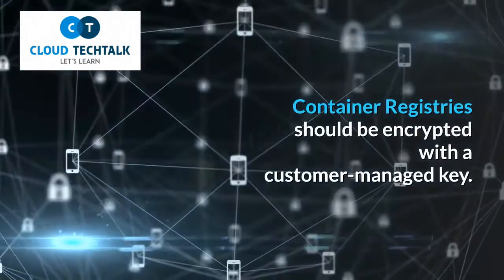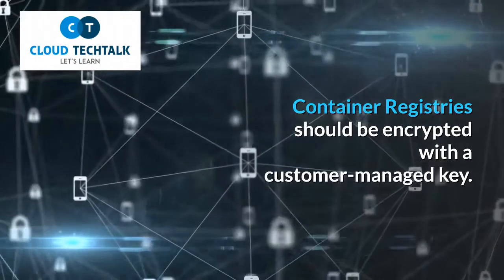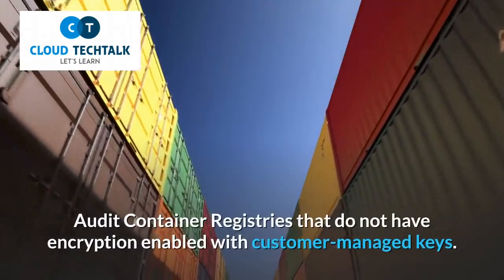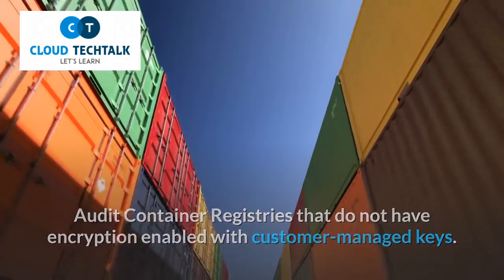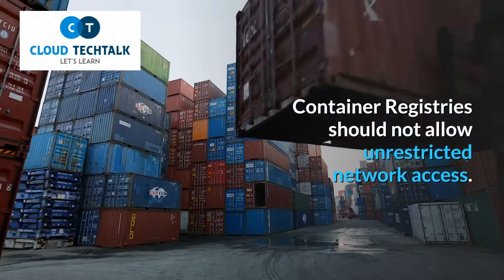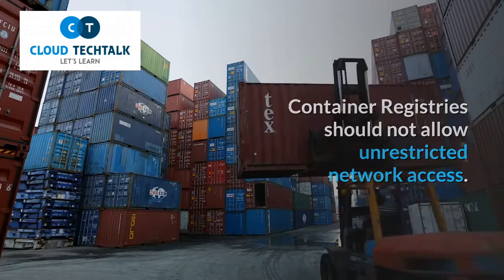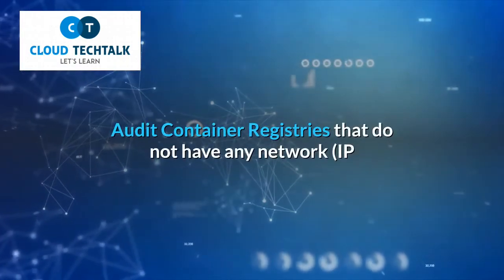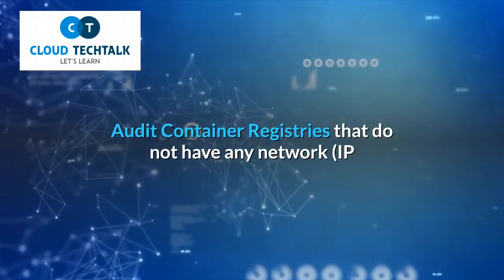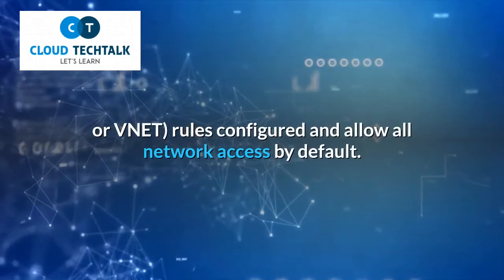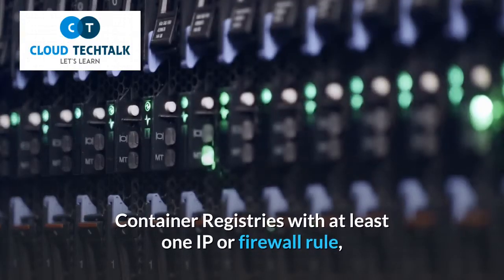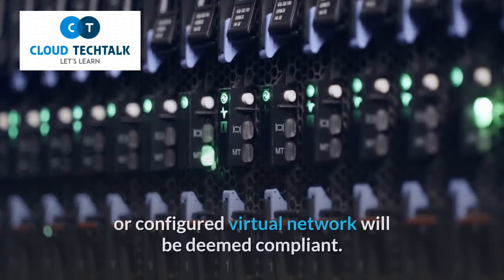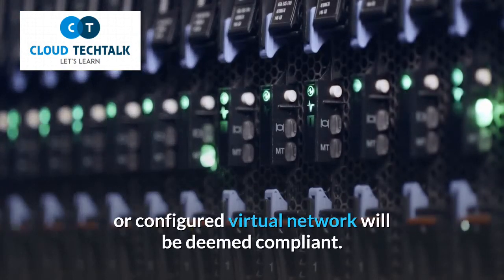Container registries should be encrypted with a customer-managed key. Audit container registries that do not have encryption enabled with customer-managed keys. Container registries should not allow unrestricted network access. Audit container registries that do not have any network, IP or VNET rules configured and allow all network access by default. Container registries with at least one IP or firewall rule, or configured virtual network will be deemed compliant.